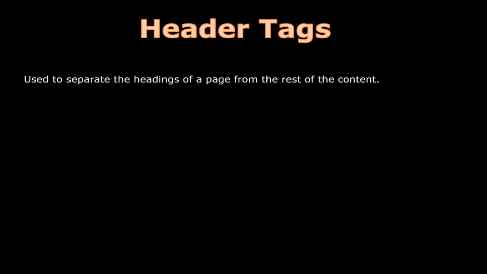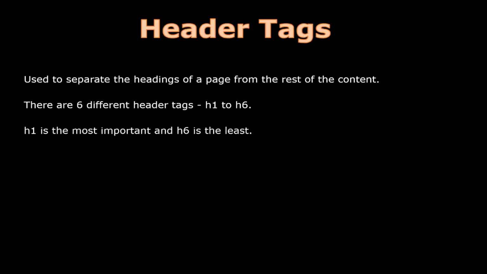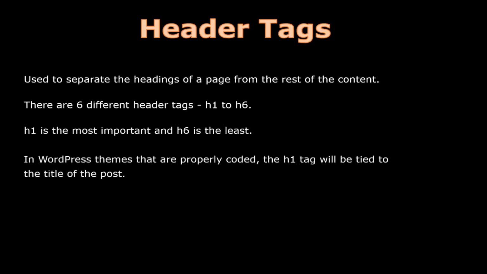Header tags are used to separate the headings of a page from the rest of the content. There are 6 different header tags, H1 to H6. H1 is the most important, and H6 is the least. In WordPress themes that are properly coded, the H1 tag will be tied to the title of the post. Header tags also use a hierarchy structure.